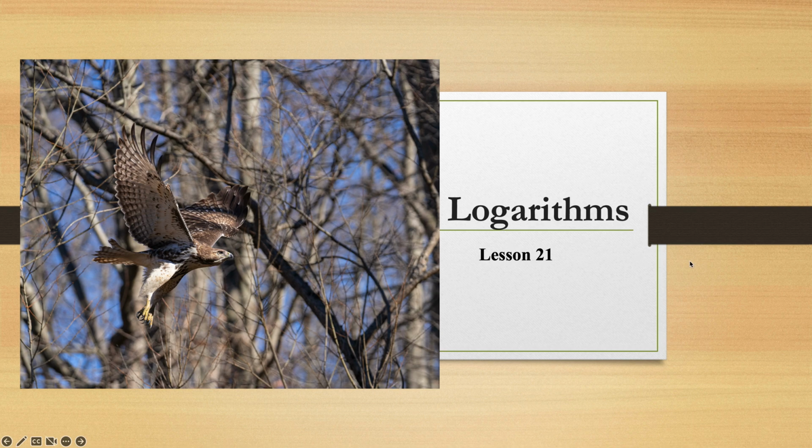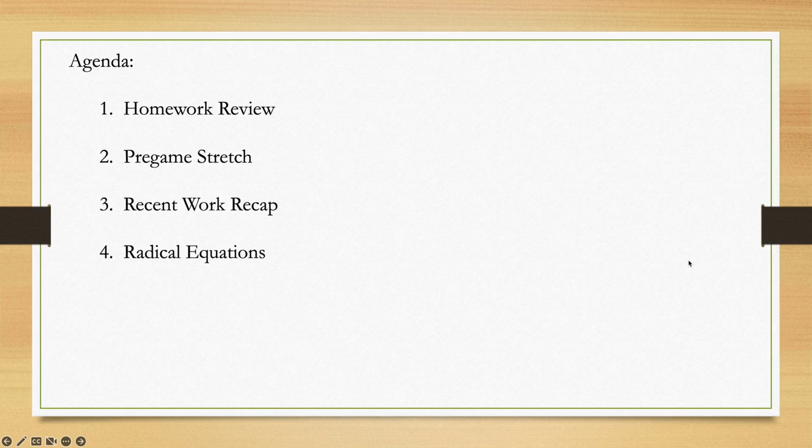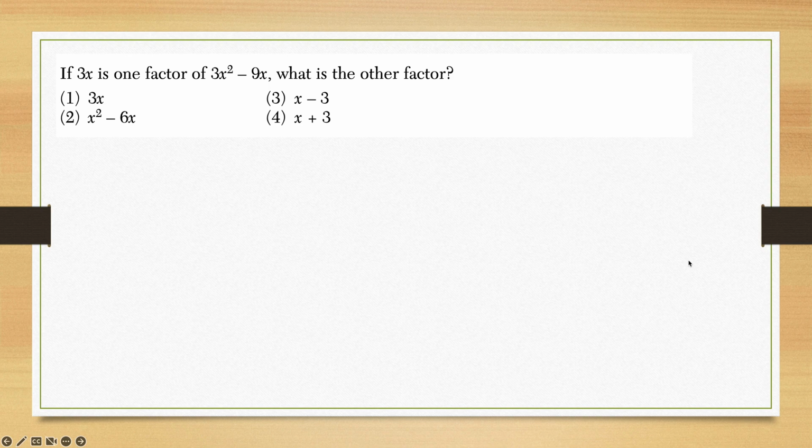Okay, so this week we're going to get into logarithms for the first time, and it's the last topic that we're going to cover in the course. We already did the homework review. We've done the pregame stretch. Now recent work recap. First question up, if 3x is one factor of 3x squared minus 9x, what is the other? You know, we're doing stop and start here.